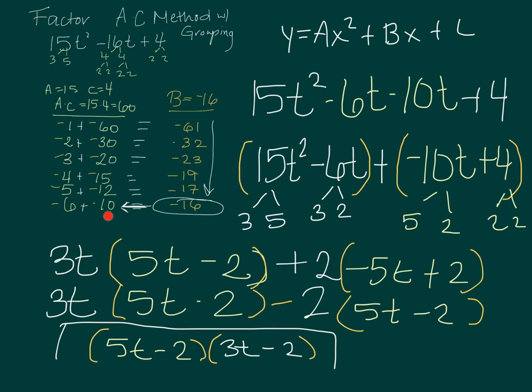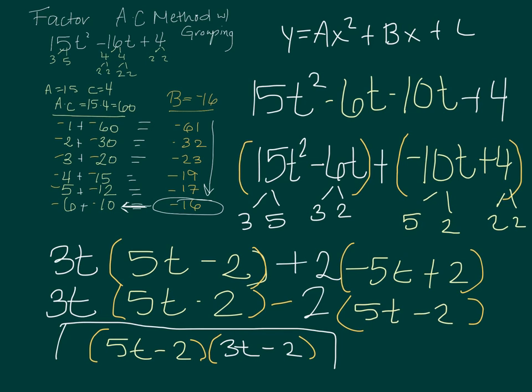Once I have this information, I can rewrite the original polynomial here. So -16t becomes -6t minus 10t. Okay, so then I applied some grouping. I put the 15t squared minus 6t in parentheses plus the -10t plus 4 in parentheses. From each of these parentheses, I pulled out a GCF and did the division. Pulled out a GCF and did the division.